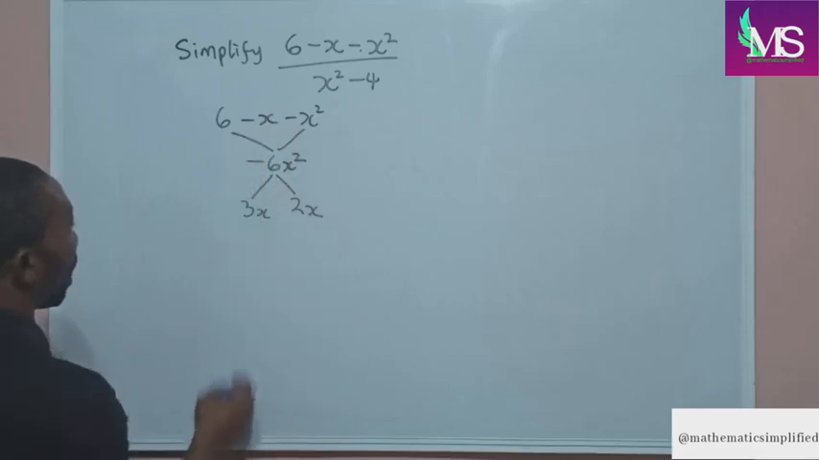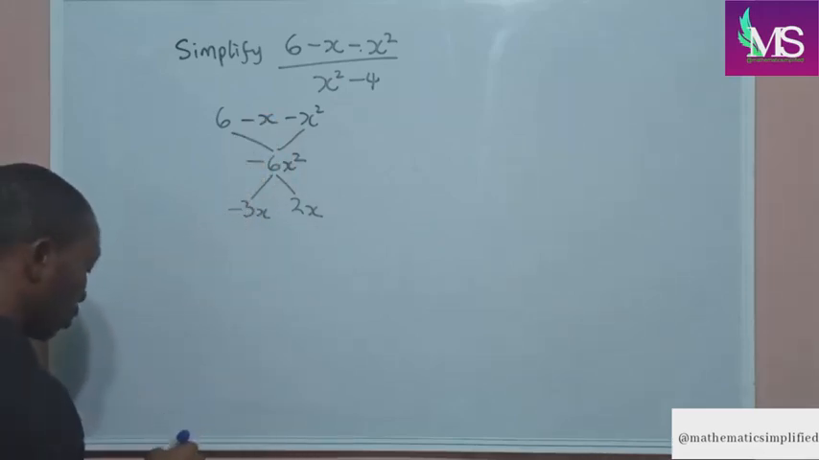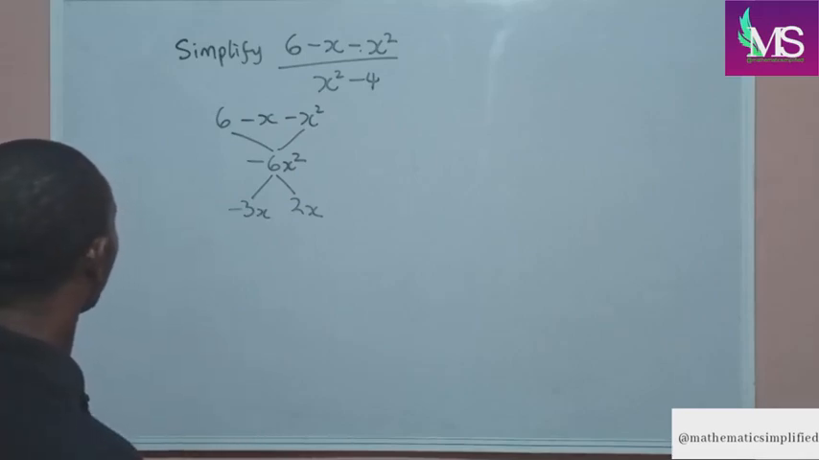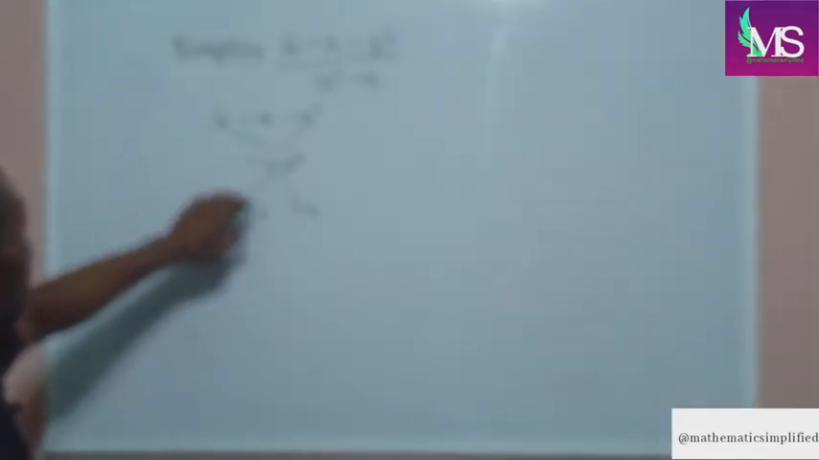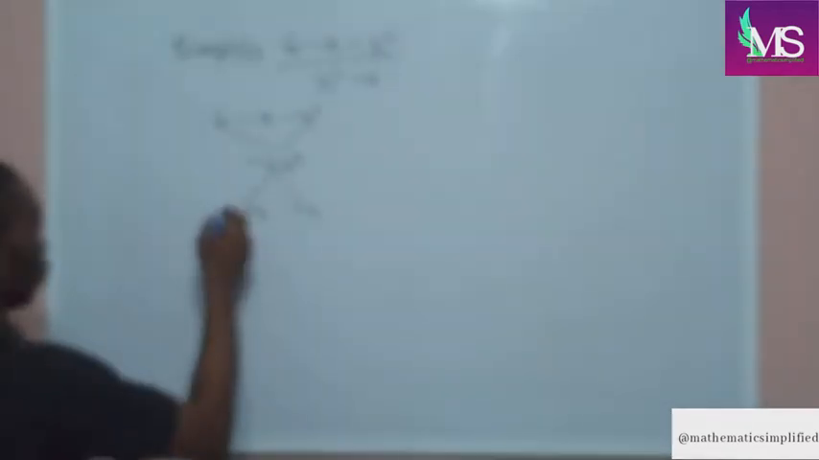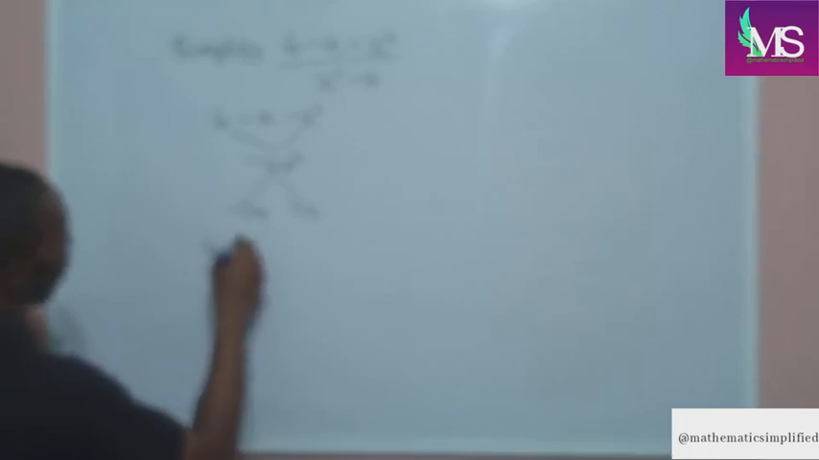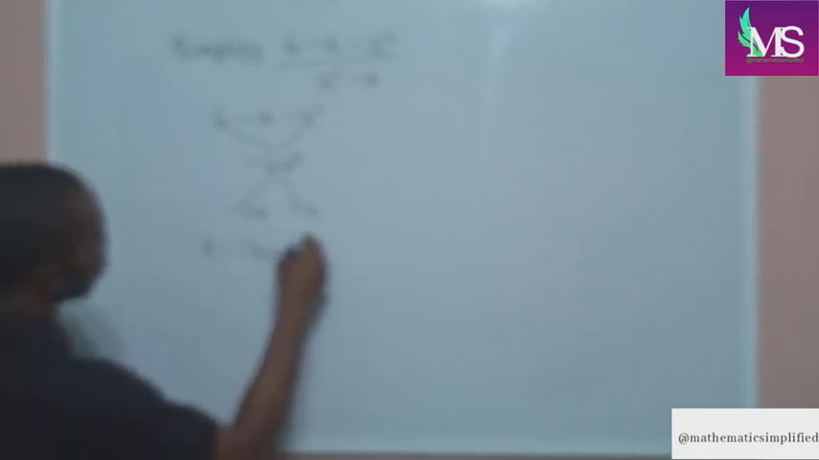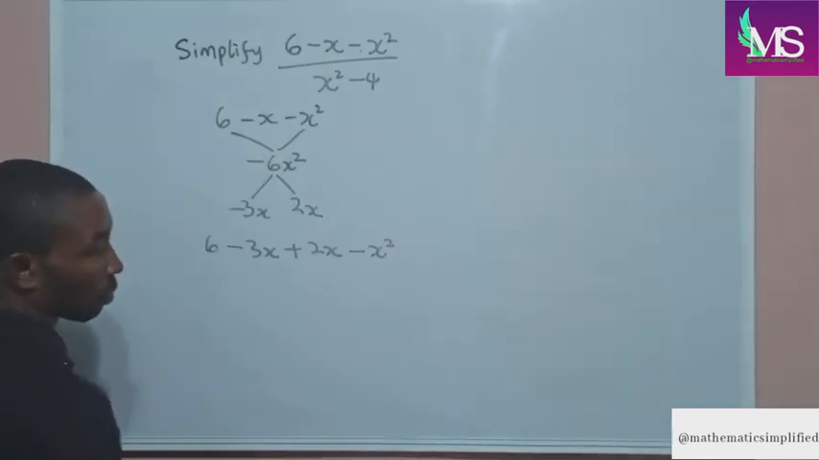Since we are looking for a minus, this will give us a minus. Now, 3 times 2 will give us a minus 6. Minus 3 plus 2 will give us a minus x. So this will be our factor. So we have 6 minus 3x plus 2x minus x squared.